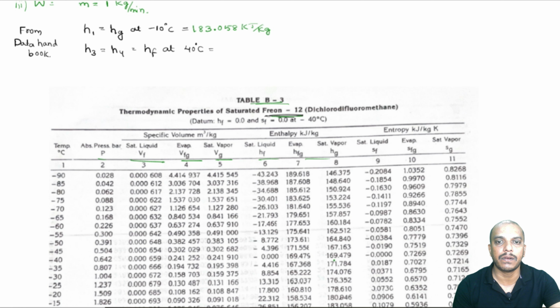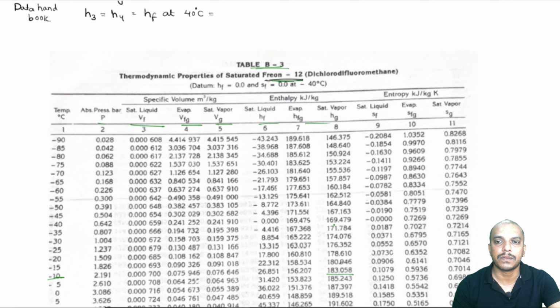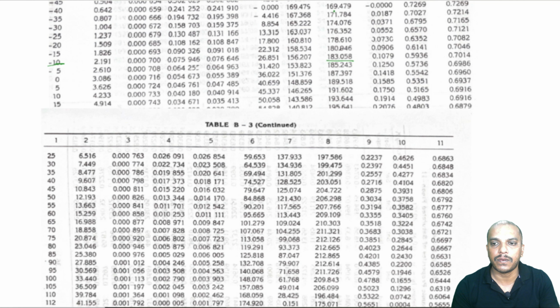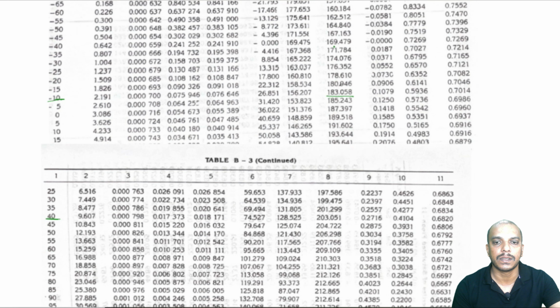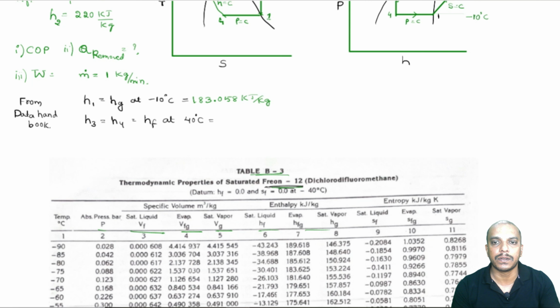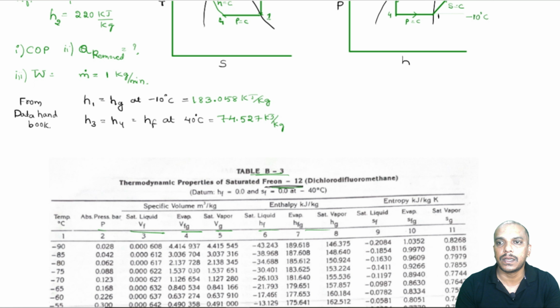Now what is H3? HF at 40 degrees Celsius. I will go to 40 degrees Celsius. Now HF is which column? HF is column number 6. That is 74.527. All right. Now we have enthalpies at all salient points, right? H1 is there, H2 he has given, and H3 and H4 are known to us.